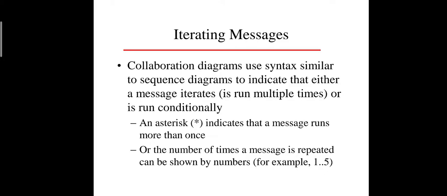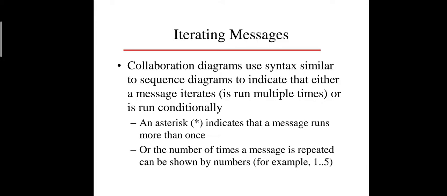Now, different types of messages. In that, the first type is nothing but iterating messages. Collaboration diagrams use syntax similar to the sequence diagram to indicate that either a message iterates or runs conditionally. An asterisk indicates that a message runs more than once, that means many. If you want to show that one object is sending multiple messages to another object, you can use the symbol asterisk, that is many.